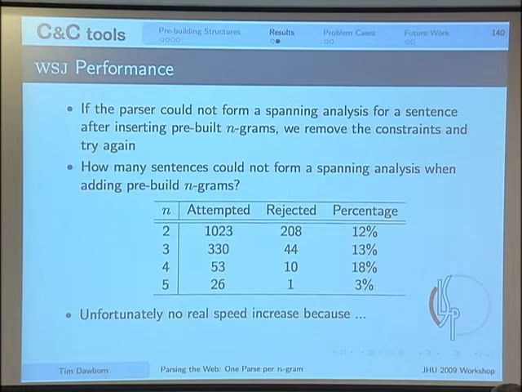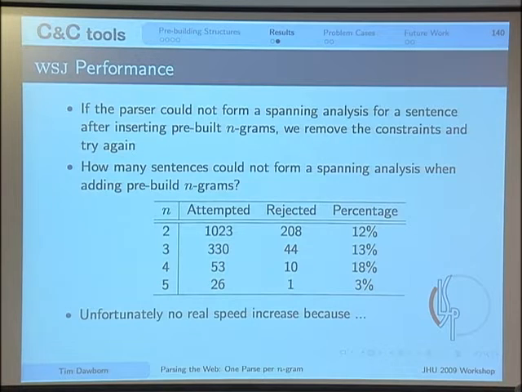Now, once we apply these particular n-gram database constraints to a sentence, if the parser cannot form a spanning analysis on its first attempt when we're using these pre-parsed n-grams, we let the parser back off, take off the constraints and have its normal attempt at the sentence again. And so we'd also like to know how many sentences reject these constraints, where the parser cannot form a spanning analysis when we put on the varying n size constraints. And that's what this table shows. So for Wall Street Journal section 00, we attempted to use bigram constraints on 1,023 sentences. 208 rejected them in their first attempt, which is 12%. And so these percentages are quite high.